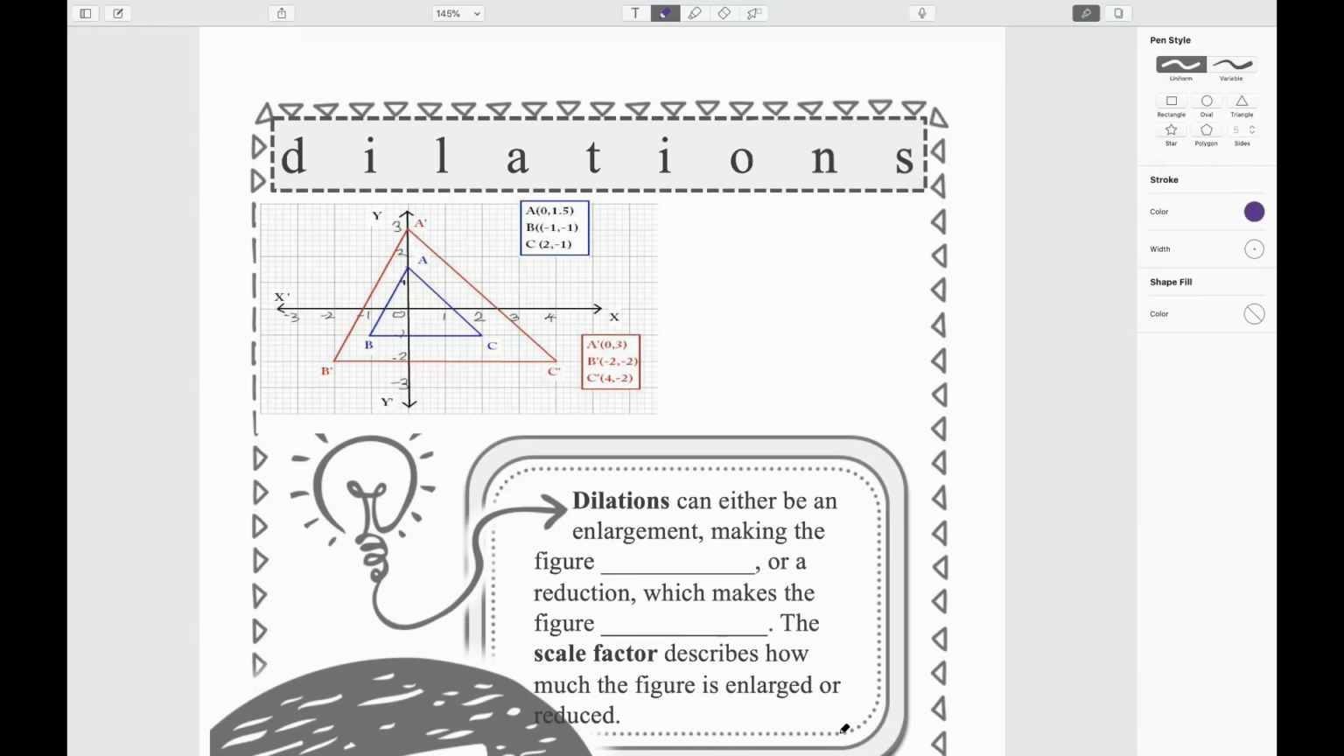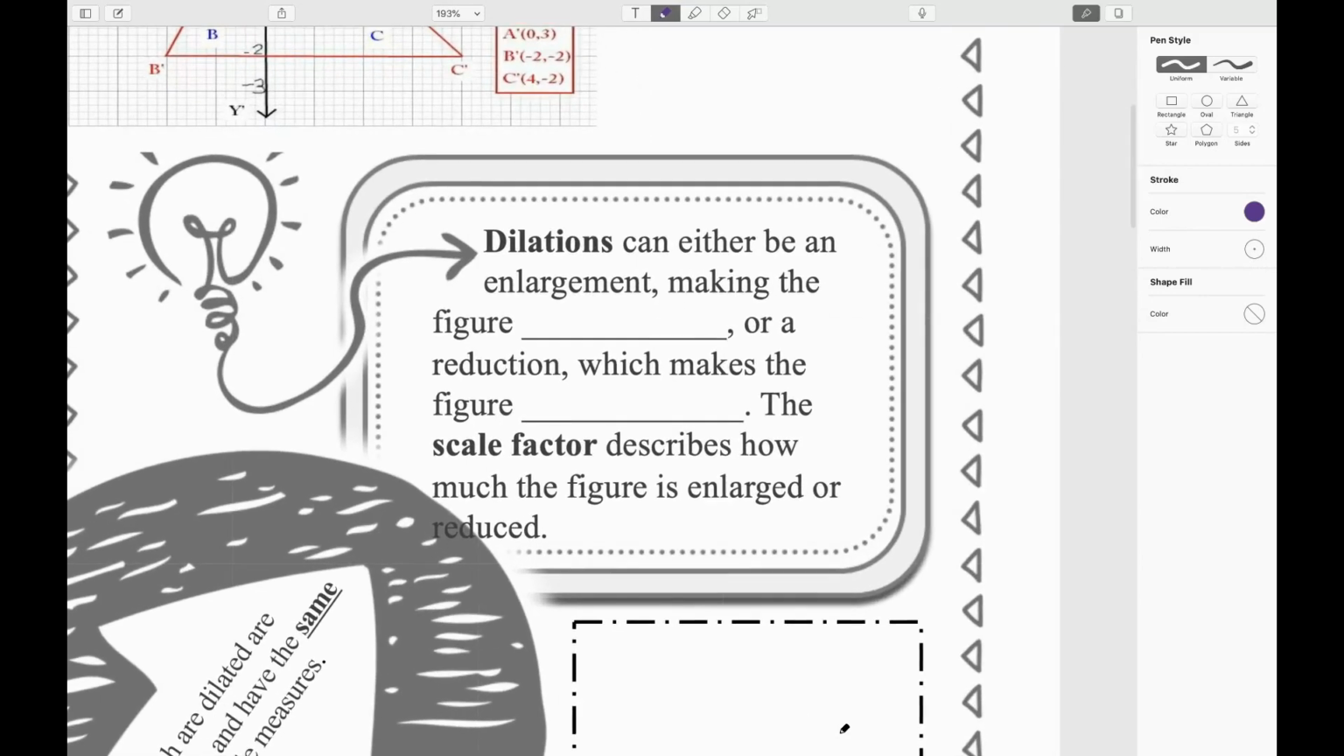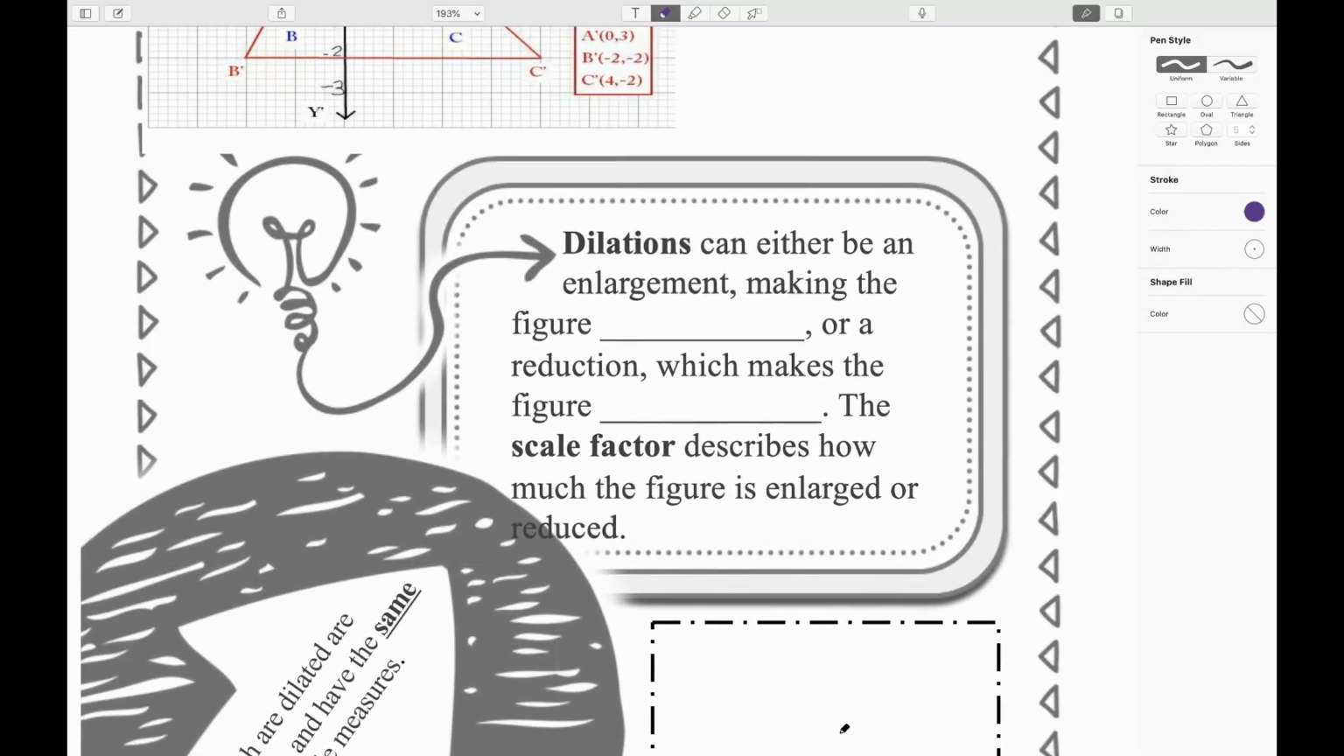All right, good morning. We are going to look at the concept that I taught yesterday about dilations. And dilations are a way of changing a figure, making it either smaller or making it larger. So I'm going to go to the definition first. It says dilations can either be an enlargement, making the figure bigger, or a reduction, which makes the figure smaller.